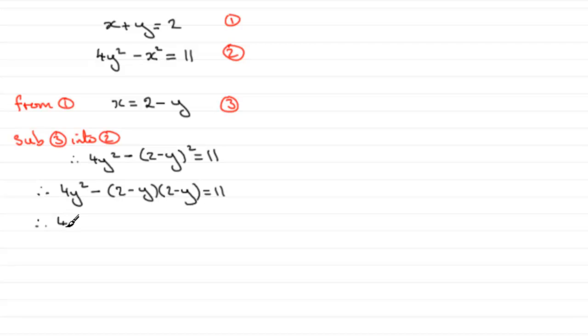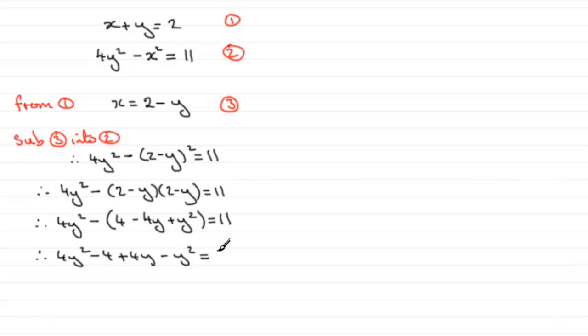And when we expand these brackets, we've got to be very careful because of this minus sign. Put another bracket here, even though we're expanding this. So we've got 2 times 2, which is 4. We've got 2 times minus y, which is minus 2y. And here we've got another minus 2y, so that's going to be minus 4y. And minus y times minus y is plus y squared. And that equals the 11. Now if we expand the bracket, we're multiplying by minus 1 to each of these three terms, we're going to get minus 4 plus 4y minus y squared equals 11.